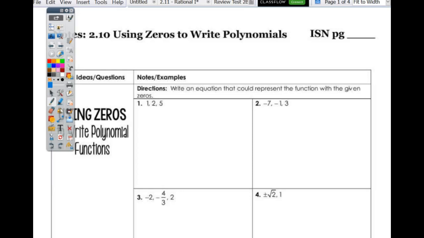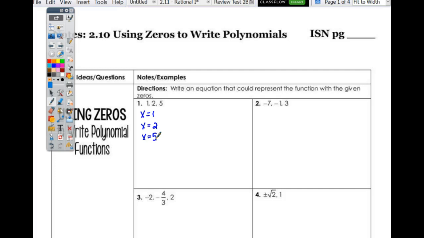So today we're going to write polynomials given a 0. So if this is my 0 right here, if x equals 1, x equals 2, and x equals 5, to write the function given the 0, all of these have to be set equal to 0.